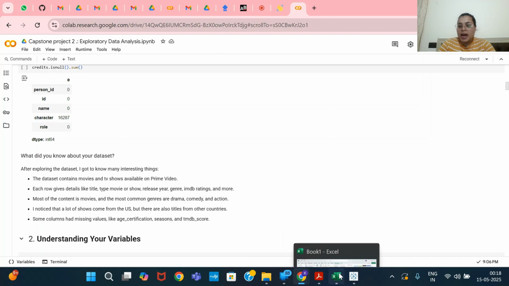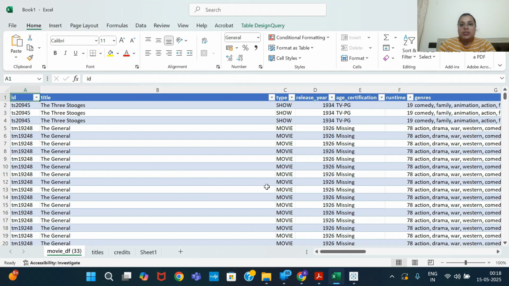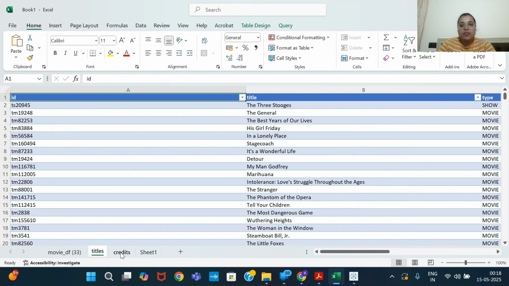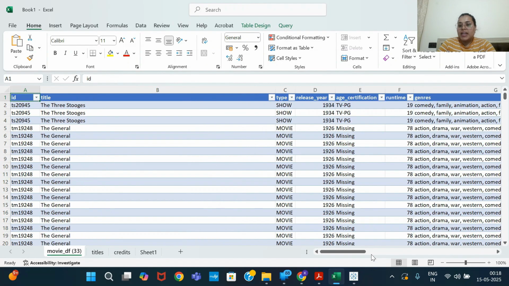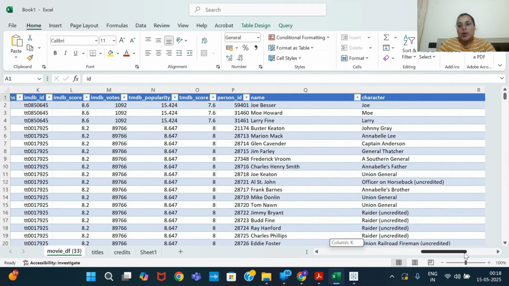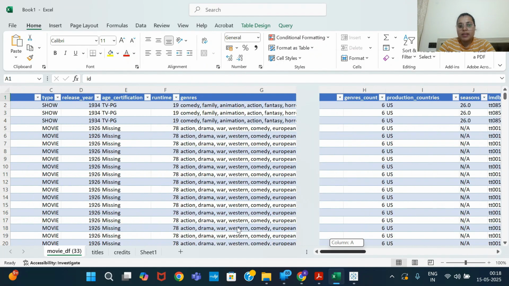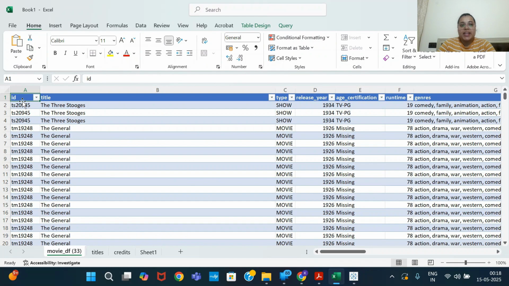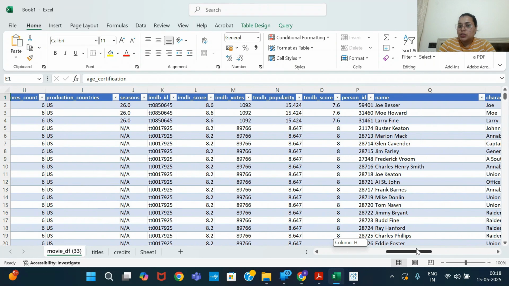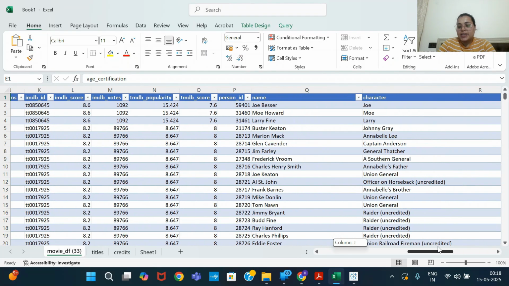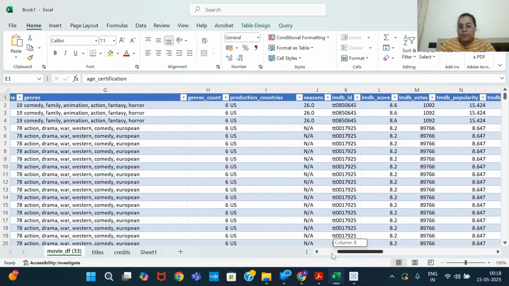I uploaded that data into Excel. So these files, titles and credits, are the data that I am going to work on in Tableau. As we can see, we have IDs of the movies, title, then type, release year, age certification, runtime, genre information, then TMDB and IMDb score, person ID, then actors, director's name, and everything.